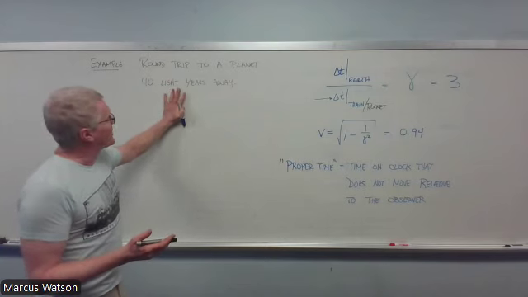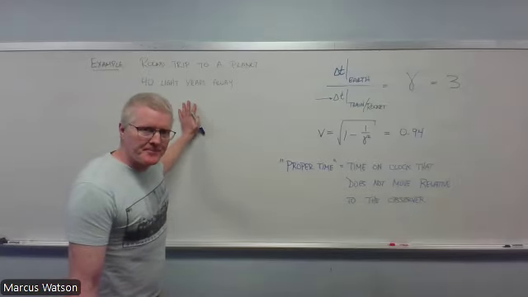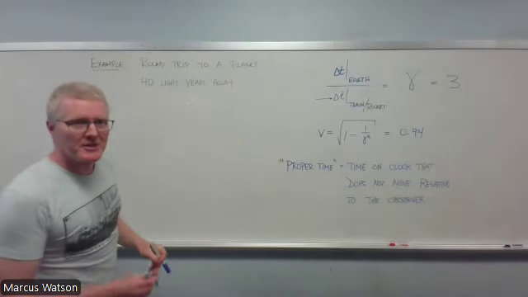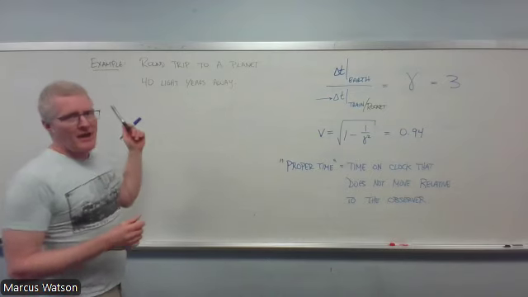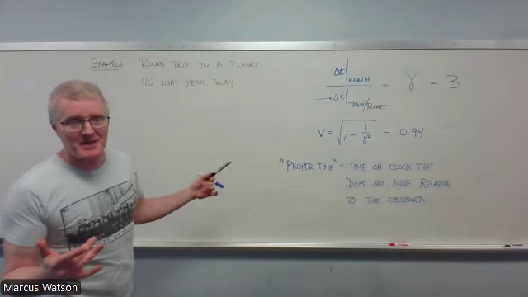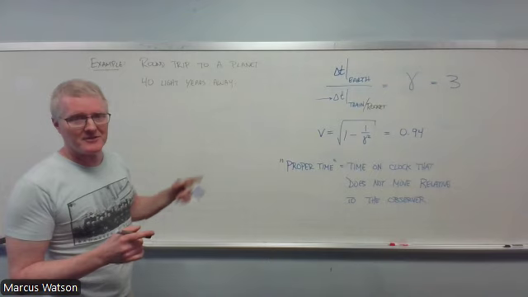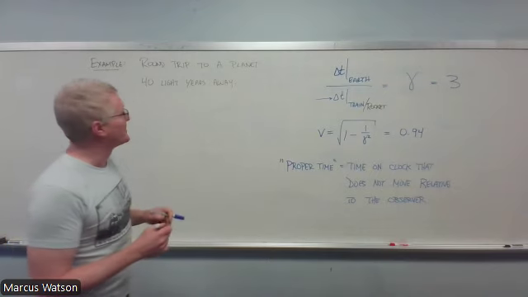So, round trip to a planet that's 40 light years away. Who has the proper time is the question here. In other words, which clock is not moving? Well, the answer is the same. It's the one on the rocket that is again the proper time in this case.